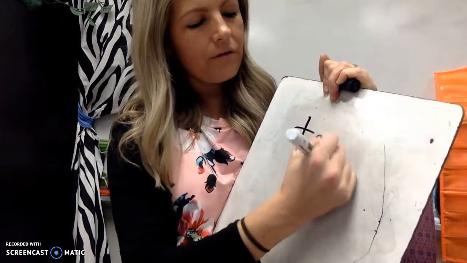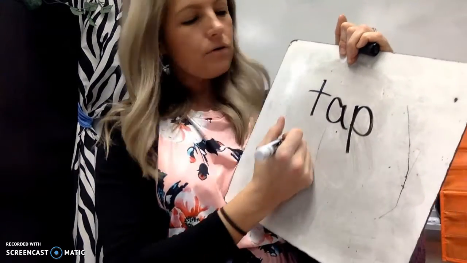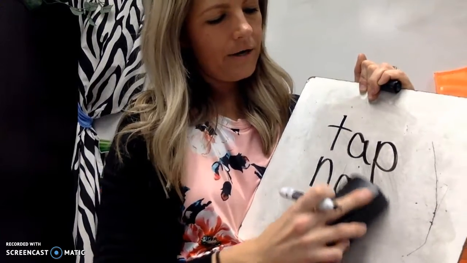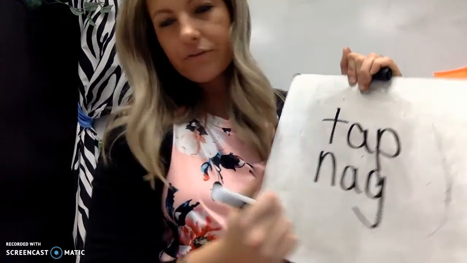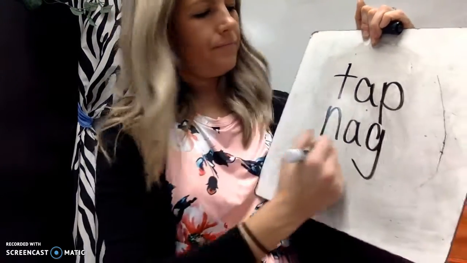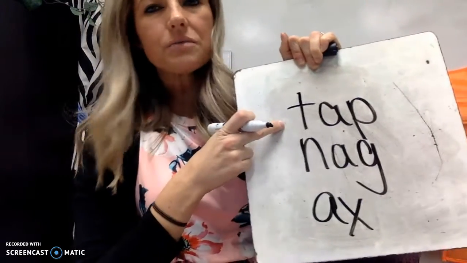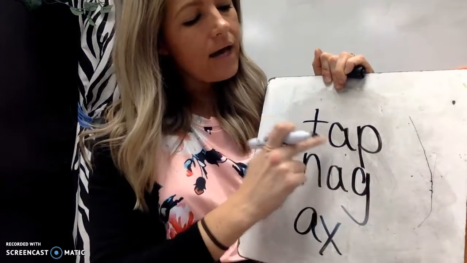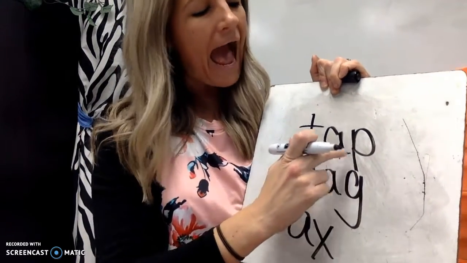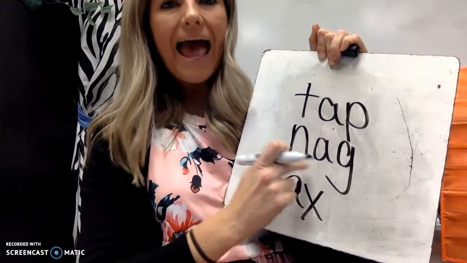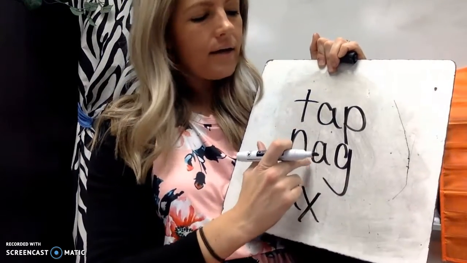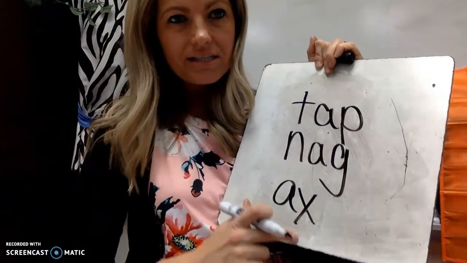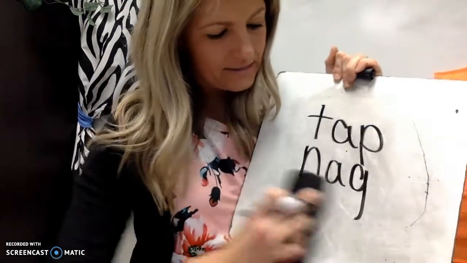The next thing we're going to do is just sound out a few of these words. So I'd love for you to follow along with me at home. I'm going to write a few words on my board for you to sound out with me. We're going to start with this one at the top. T, a, p. T, a, p. T, app, tap. N, a, g. N, a, g, nag. Last one. Axe, axe, axe.